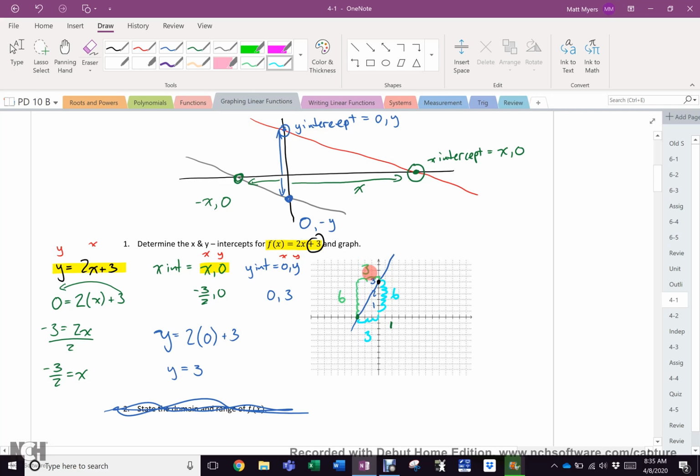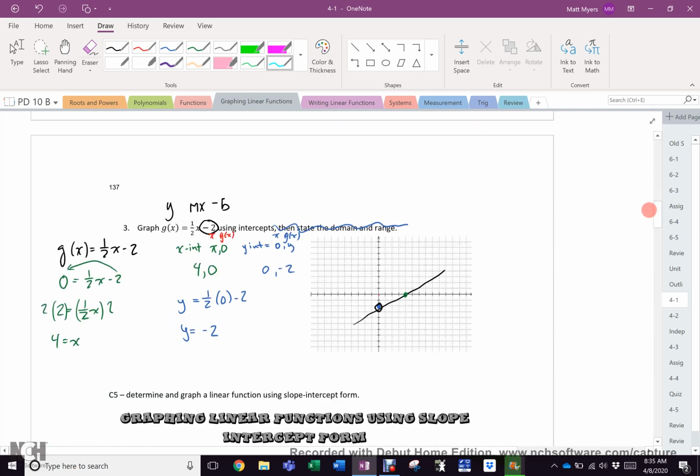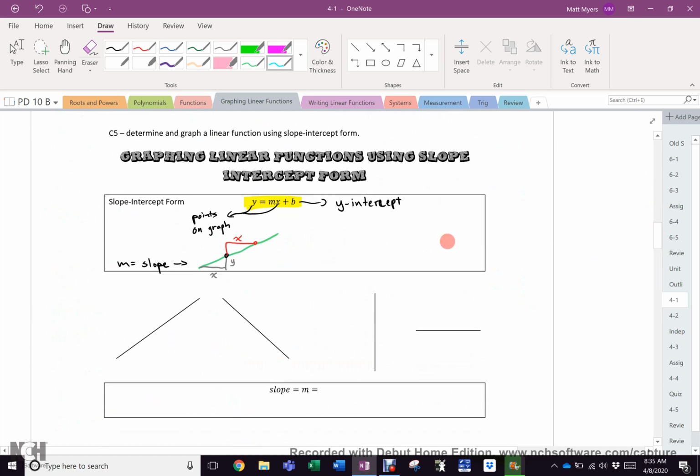Well, 6 and 3, 6 and 3, 2. What the heck? Let's look at this one. I go up 2 and over 4. 2 and 4, 1/2. 2 over 4, 1/2. So this m is my slope.